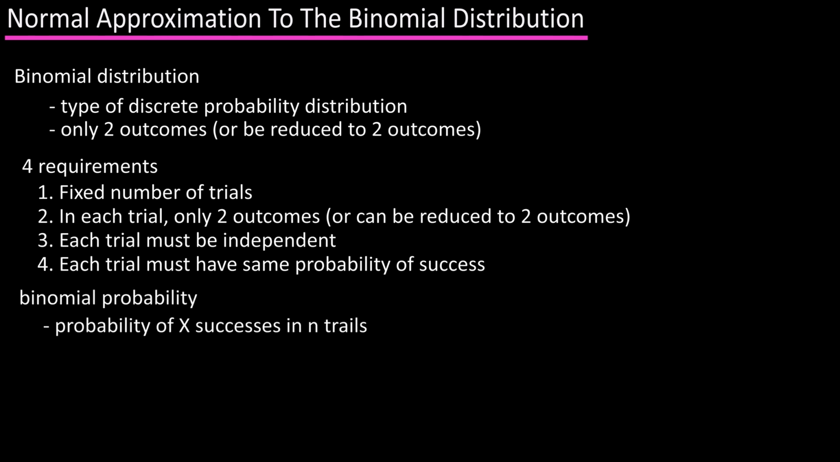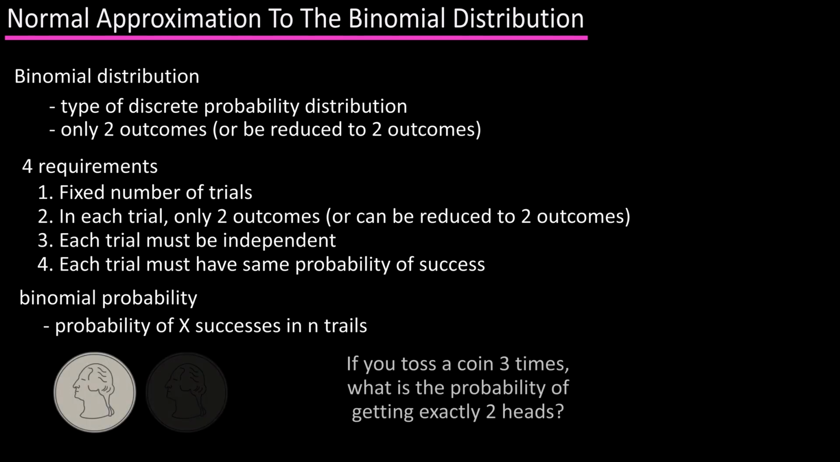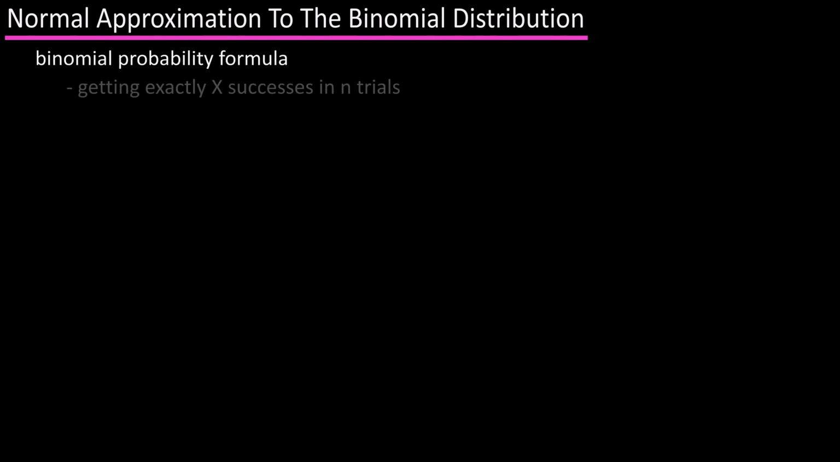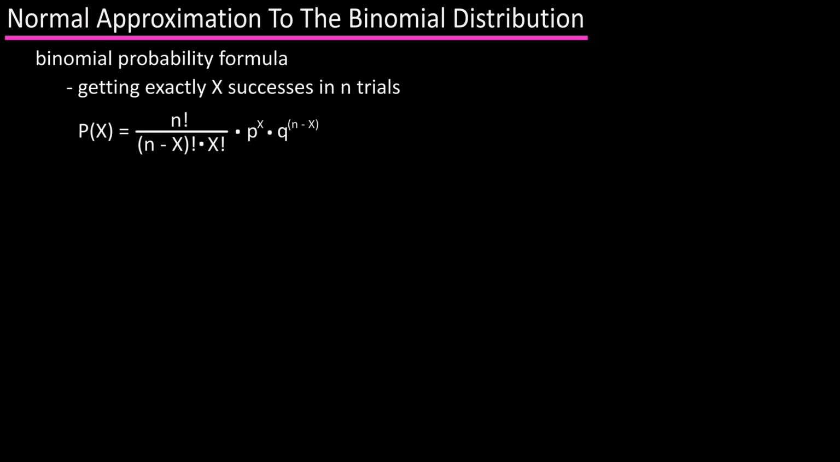Binomial probability is the probability of x successes in n trials. For instance, if you toss a coin 3 times, what is the probability of getting exactly 2 heads? The binomial formula, or the formula for getting exactly x successes in n trials, is probability of x equals n factorial divided by n minus x factorial times x factorial, times p to the x times q to the n minus x. In the formula, probability of x is the probability of x successes.